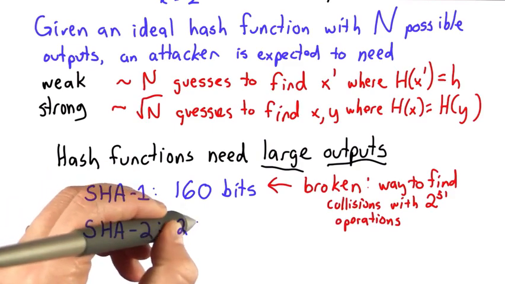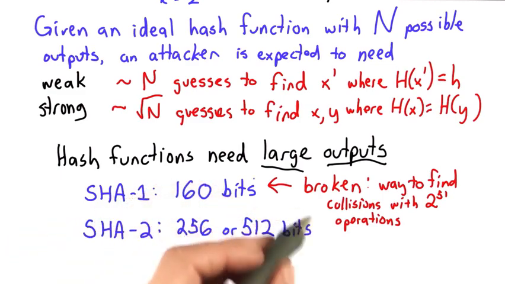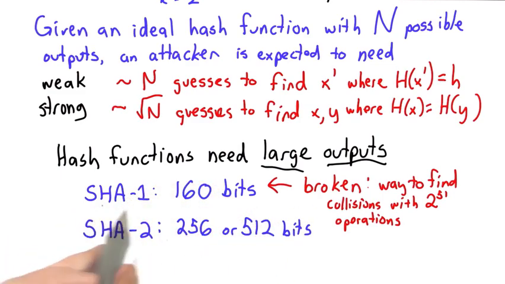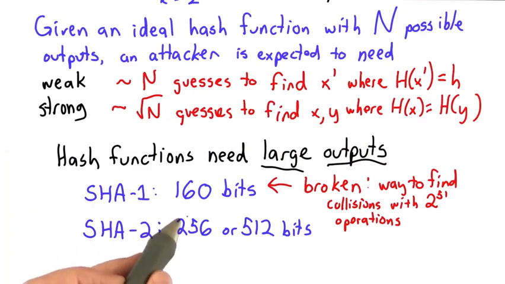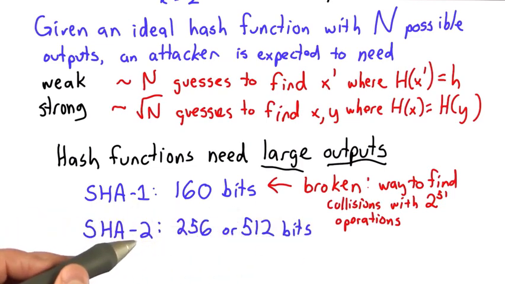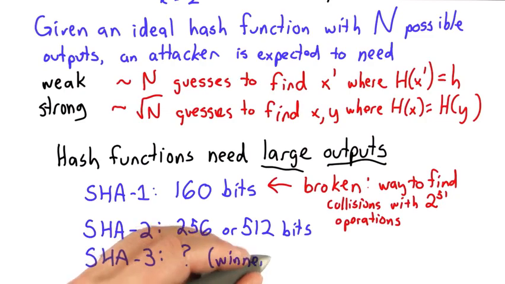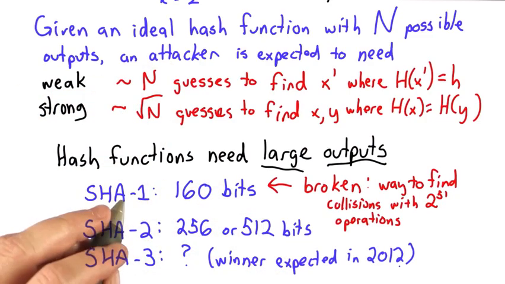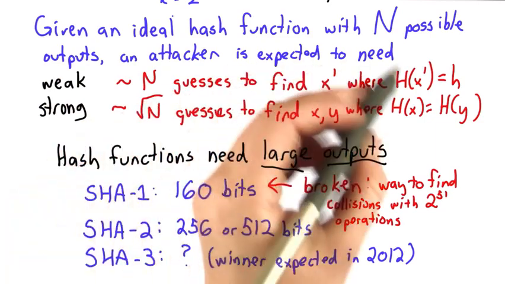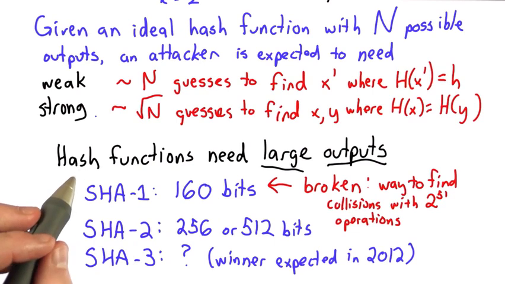SHA-2, the output can be either 256 or 512 bits. As long as there aren't mathematical weaknesses in the cipher, if it was really an ideal hash function, this would be big enough to defeat any realistic attacker. But there are beginning to be suggestions that there may be ways to break this. No practical breaks have been found yet. In SHA-3, the winner is expected to be announced later this year. So for the rest of this class, we're going to assume that we do have an ideal hash function and that it has enough outputs to provide strong collision resistance against a motivated attacker.